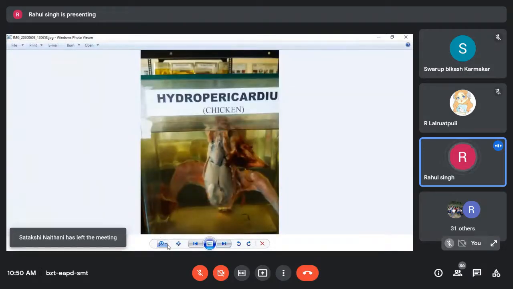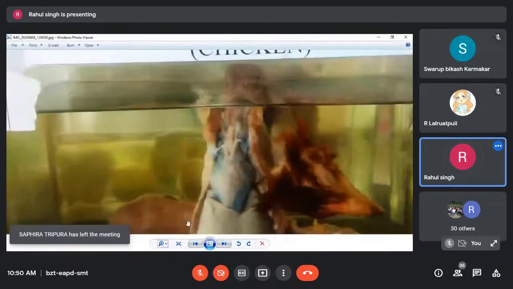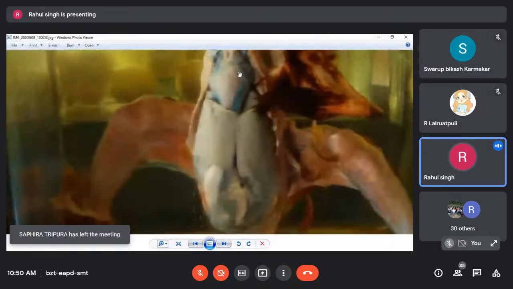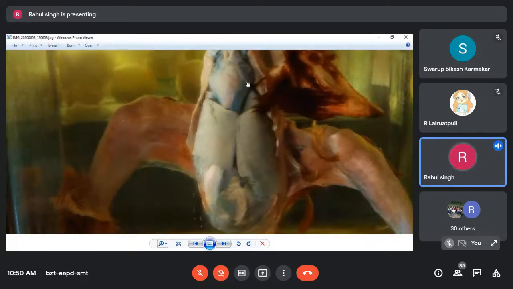This is a very typical specimen of hydropericardium, lychee heart disease. You can see the heart appears like lychee fruit, and the surrounding pericardium is containing water, which gives it the appearance of lychee fruit. This is the pulp of lychee fruit. This is the seed of lychee fruit. Lychee heart disease, isn't it? Hydropericardium in this bird.